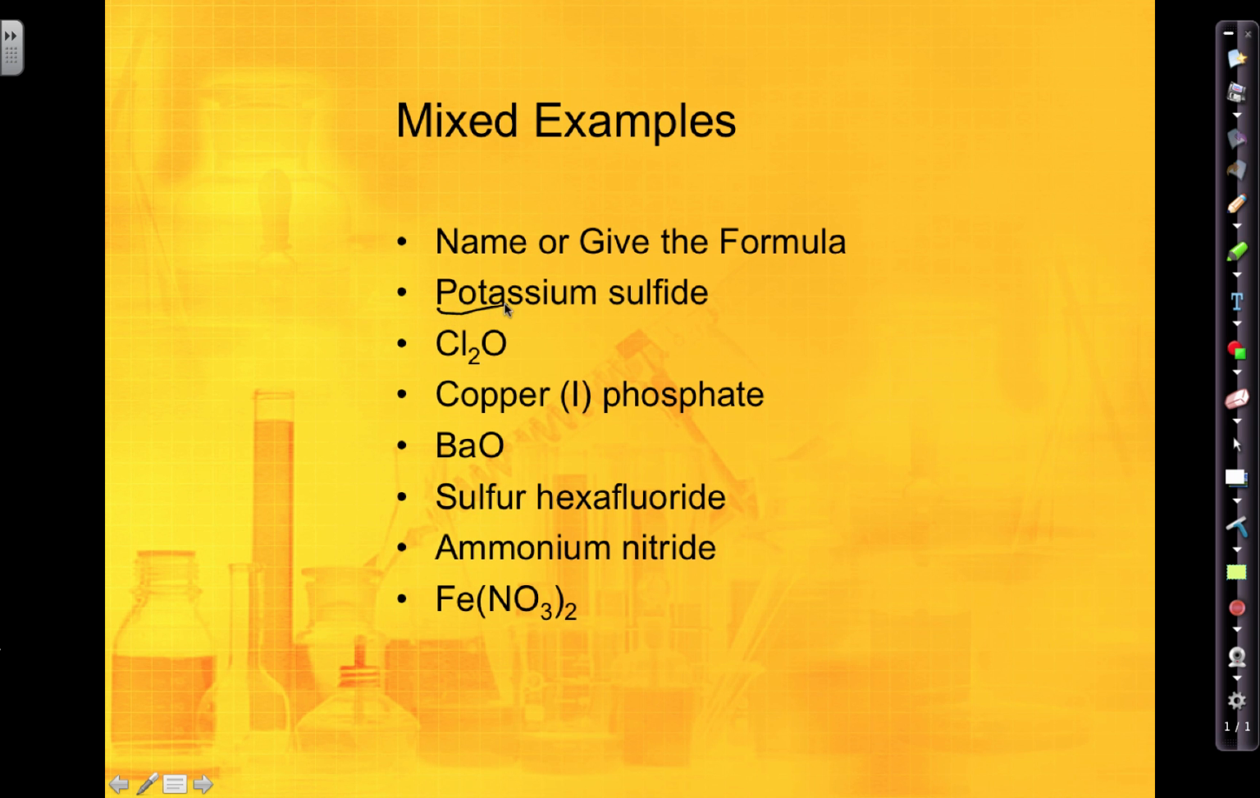Automatically here, I have a metal. Okay, so I have a metal and a nonmetal, so that means it is ionic. I need to look at the charges. So potassium has a +1 charge. Sulfur has a -2 charge. All right, so I look at the charges and I switch. So it's K2S.